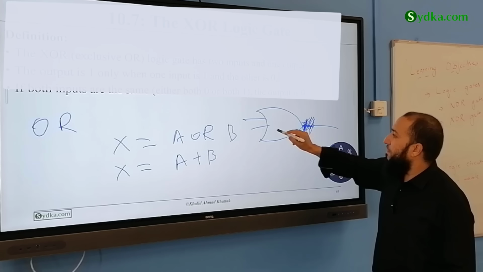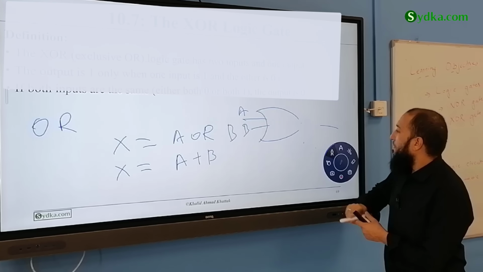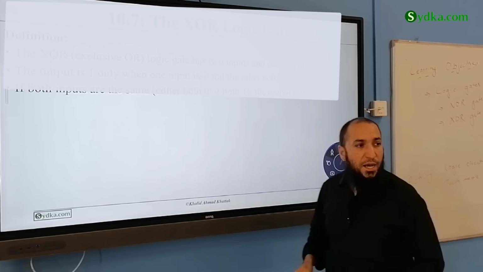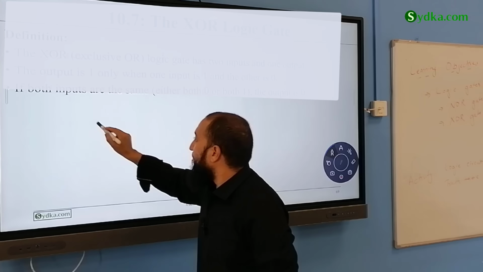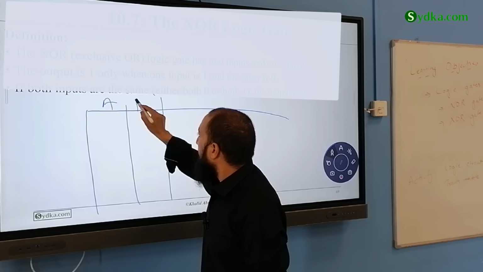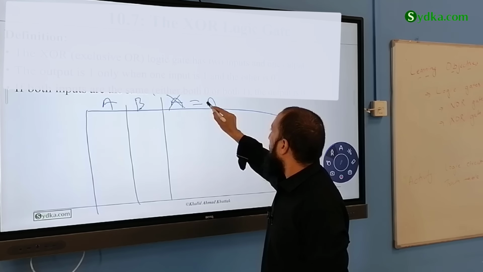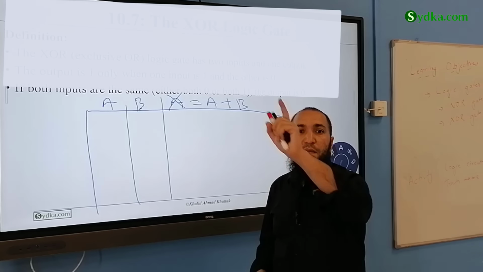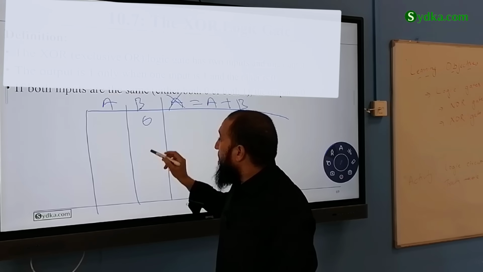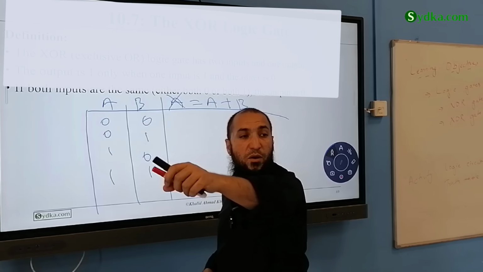This is not A and B. Good. Now, start again from there. What is the truth table for the OR gate? Start from there. I'm coming to you.